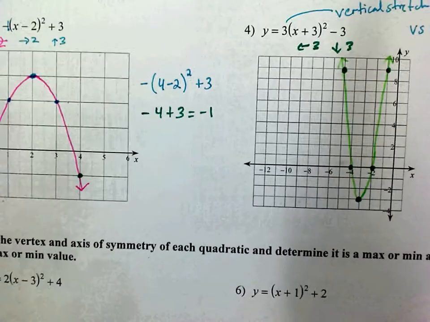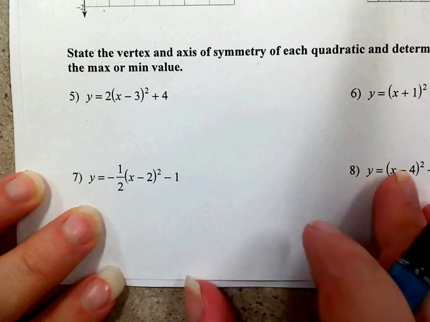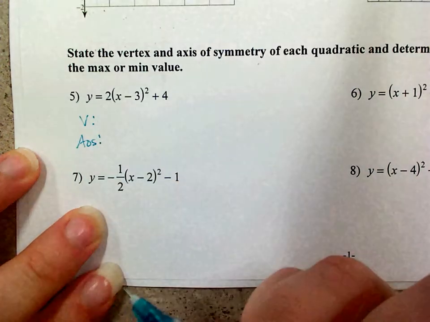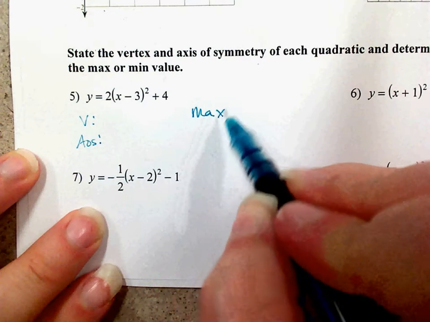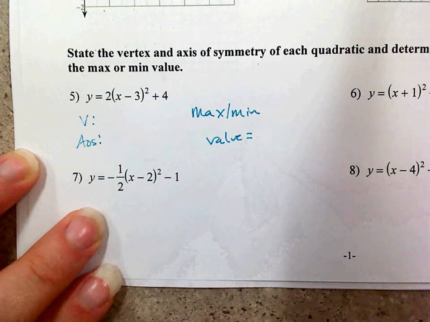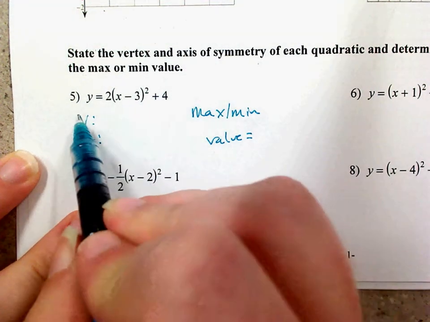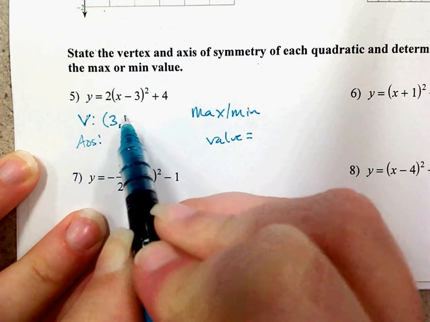Okay, so let's talk about number 5. State the vertex, the axis of symmetry, whether or not this is a max or a min, and state the max or min value. So is it a max or is it a min? And then the value. Okay, vertex. Left or right? Right 3, and so that's my vertex.